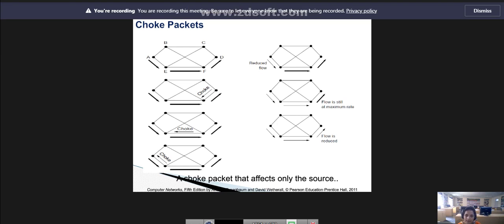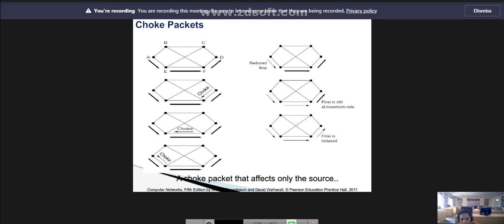Here I have A, B, C, D, E, F. So what is the use of choke? The direct way to identify the sender of congestion is to tell it directly. In this approach, the router selects a congested packet and sends choke packets back to the source host. So here we have the choke, and it will travel backwards.